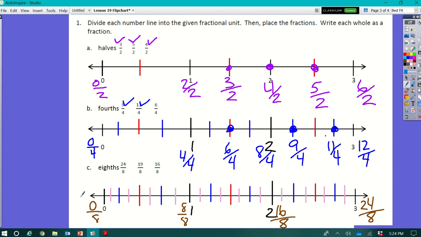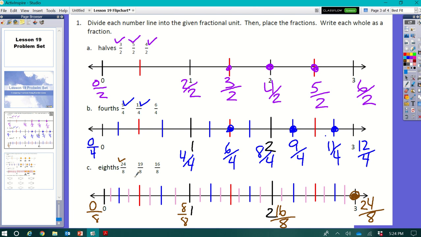Now I can go ahead and label my fractions. 24/8, well, that's going to be easy. Look, I already labeled 24/8. It's one of my whole numbers. So I'm going to put a dot right at 3 because that's equal to 24/8, and I'm going to check it off. The next one is 19/8.